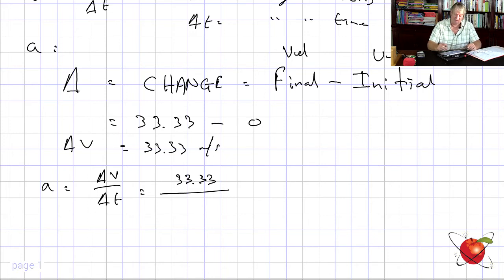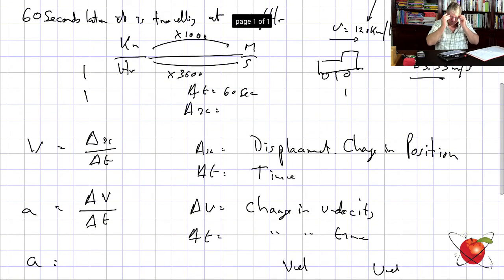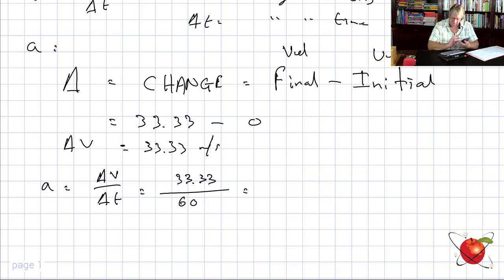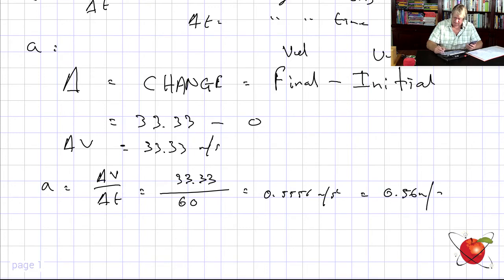Hang on. Let's go back and say, what did we have here? We said time was after 60 seconds, a minute, it's already been changed. So therefore, we have to say divided by 60, which is going to be equal to 33.33 divided by 60, which is going to be 0.56 meters per second squared, rounding it. All right?